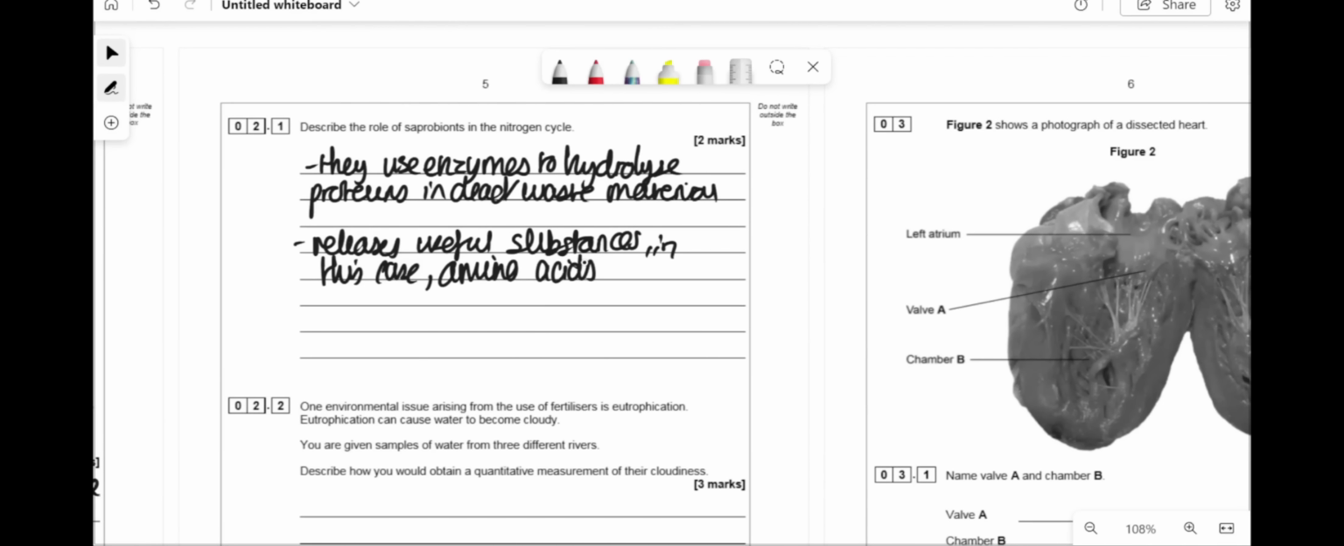With these kinds of questions, people always slip up by saying they break down dead or decaying material, and they don't say what the actual substance is. So just generally speaking, if you ever have a question on saprobionts, just say they break down dead or waste material, and they break down proteins, releasing ammonia, ammonium ions, amino acids, and so on.